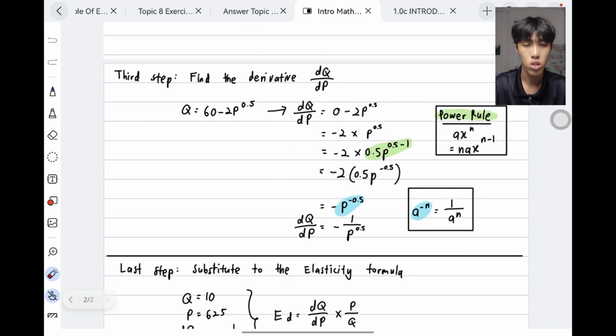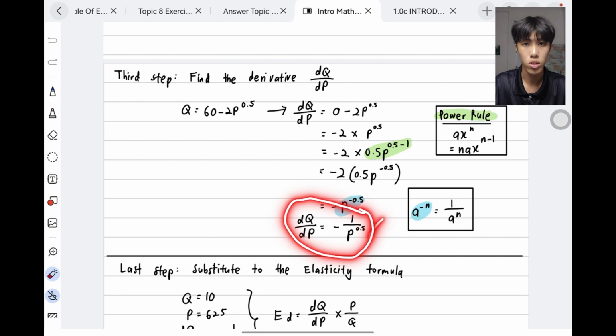After that, this is our third step, to find the derivative of Q with respect to P. We start with the function Q equals 60 minus 2p to the power of 0.5. The function has two parts, which are 60 and minus 2p to the power of 0.5. The derivative of 60 is 0 because the derivative of any constant is 0. Now we differentiate negative 2p to the power of 0.5 using the power rule. The exponent 0.5 is brought down and multiplied by negative 2. So we get negative 2 times 0.5p to the power of negative 0.5. After that, we simplify this, which can be written with a positive exponent as negative 1 over p to the power of 0.5. And this is the final derivative, which is negative 1 over p to the power of 0.5.